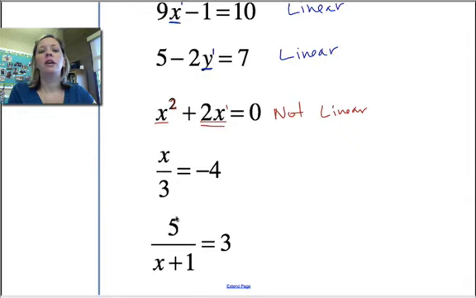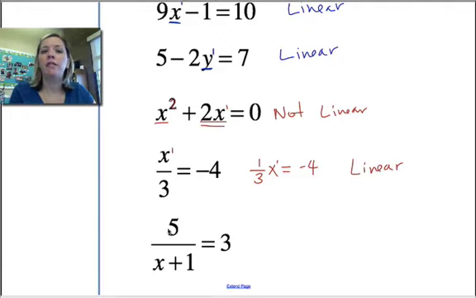If we go down, if we have x over 3 equals negative 4, or in other words, x divided by 3 equals negative 4, this one's a little tricky because we have division involved, right? But the x in the numerator is being raised to the first power. And another way that we could write this equation is as 1/3 times x equals negative 4. And that makes it look a little bit more like some of the other equations that we've seen. And this one is also linear.